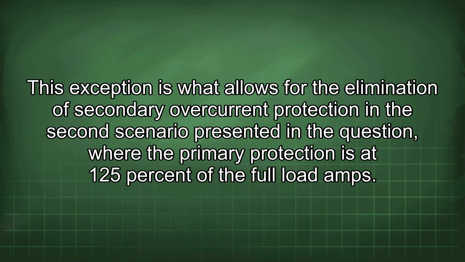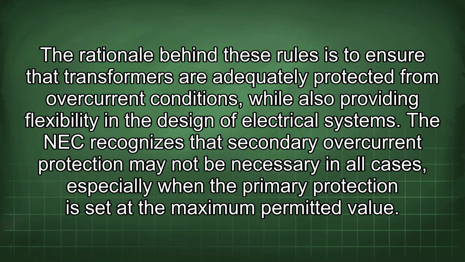This exception is what allows for the elimination of secondary overcurrent protection in the second scenario presented in the question, where the primary protection is at 125% of the full load amps. The rationale behind these rules is to ensure that transformers are adequately protected from overcurrent conditions, while also providing flexibility in the design of electrical systems.